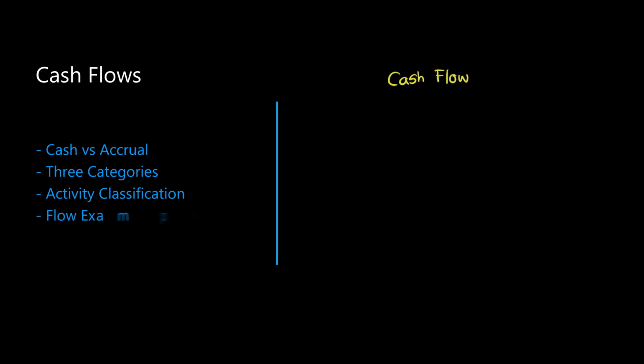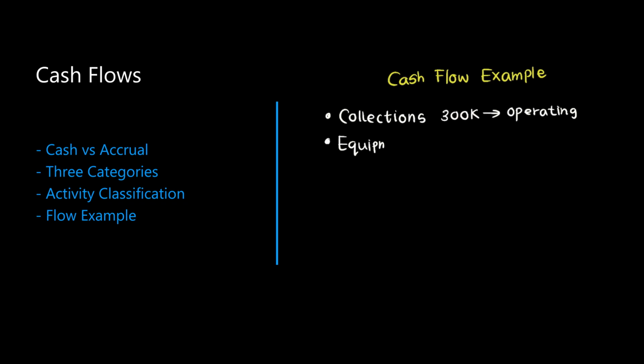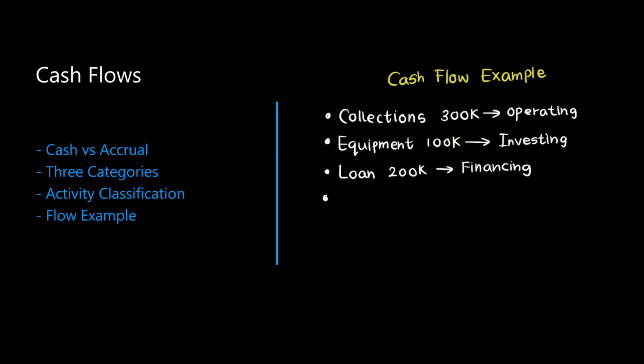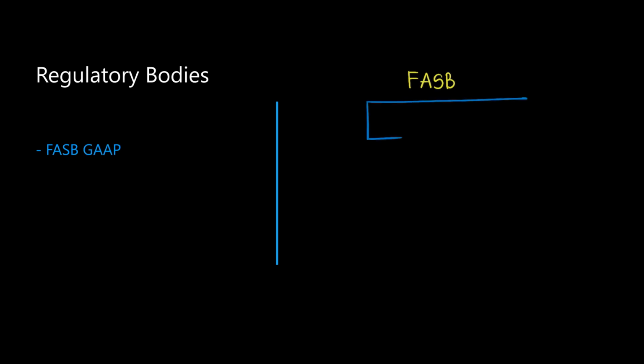Let me walk you through an example. A company collects $300,000 from customers. That's operating activity, cash in. They buy equipment for $100,000. That's investing activity, cash out. They take a bank loan for $200,000. That's financing activity, cash in. They pay $50,000 in salaries. Operating activity, cash out.